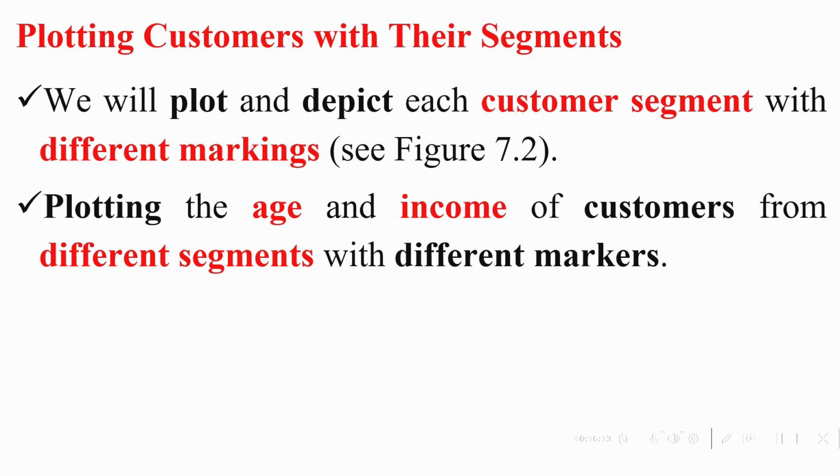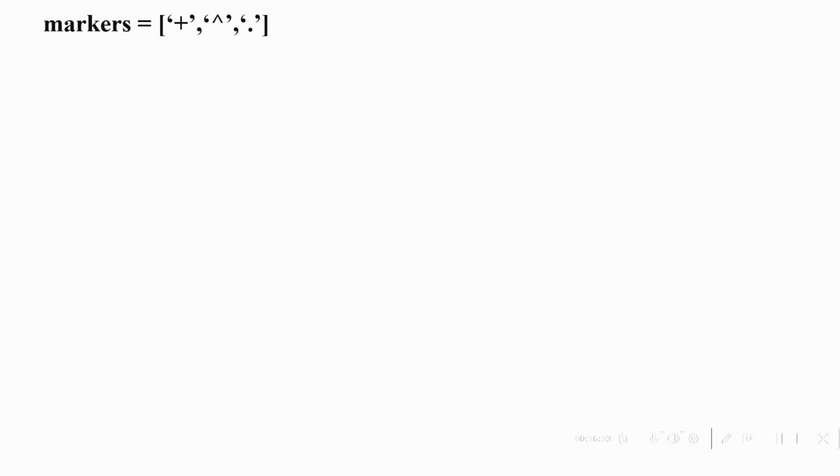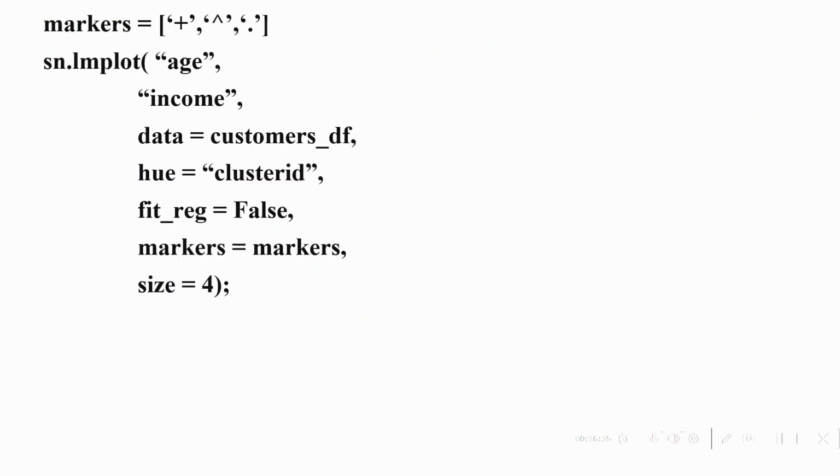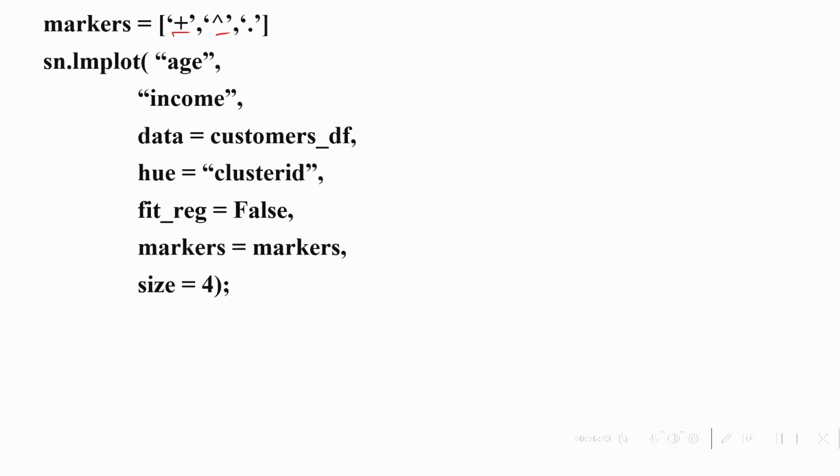So here we are using different types of symbols to represent the different types of clusters. For example, here we plot the age and income of the customers from the different segments with different markers. The markers are plus, cap, delta, and dot symbols, which will depict the clusters differently.